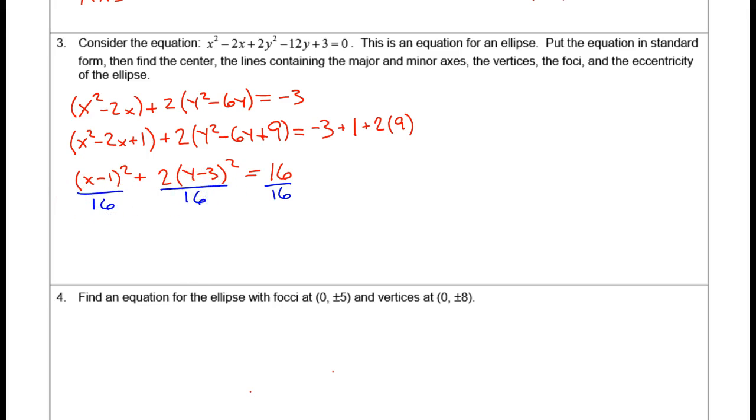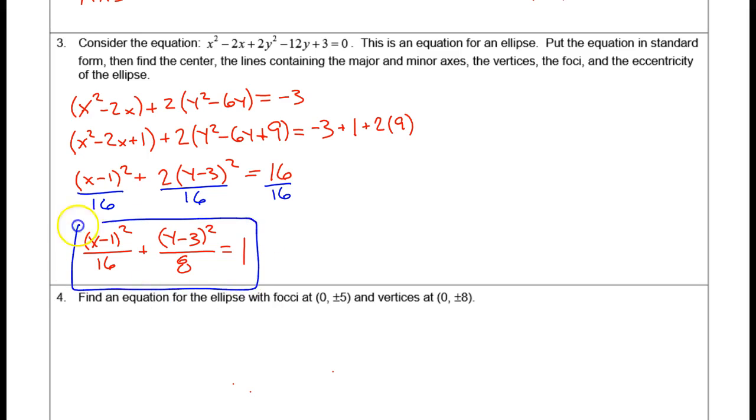I'm going to divide everything out by 16. And let's rewrite what we have now. I have the quantity (x minus 1) squared over 16 plus, well, 2 divided by 16 is the same as 1 divided by 8. So this becomes (y minus 3) quantity squared divided by 8. And that equals 1. Hey, that looks a lot like the standard equation of an ellipse, and it sure is. Now all we have to do is describe all the features.